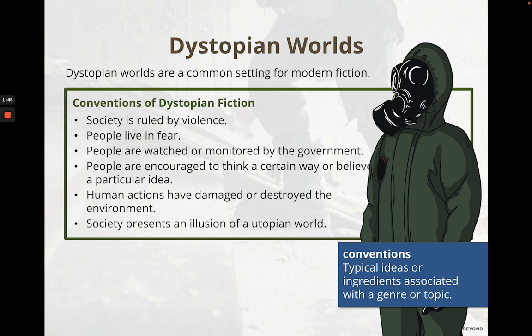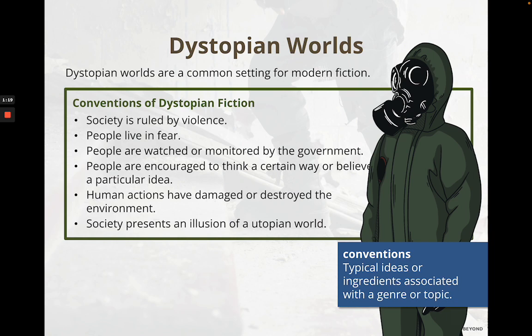So some of the conventions that you will see: usually society is ruled by violence. Perhaps it is a police state in which if people are out of line, they are either injured or killed. As a result, people live in fear of this government. They are constantly watched and monitored. They are encouraged to think a particular way, and believe in a particular thing as presented by the government, and outside thoughts are restricted, if not monitored.